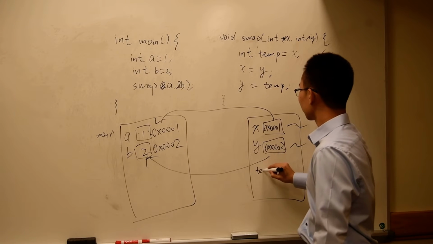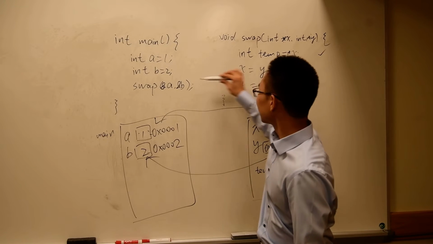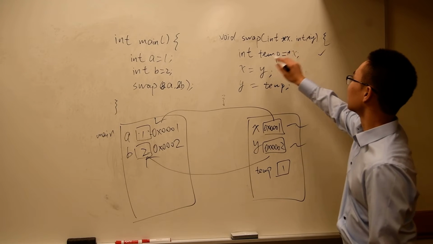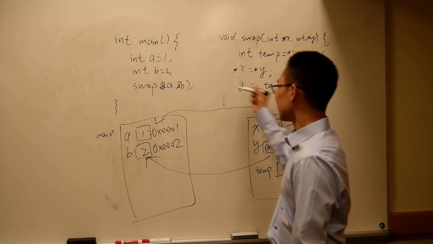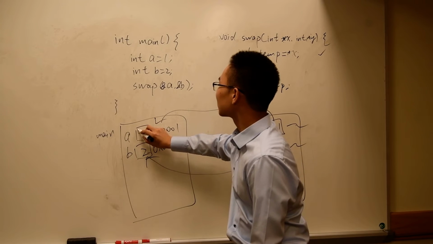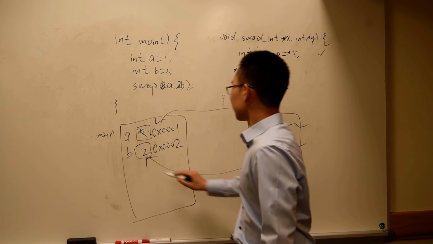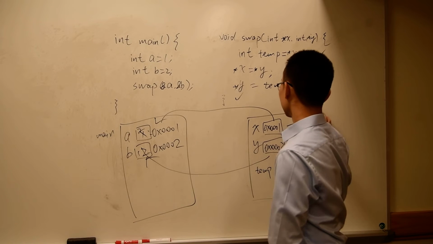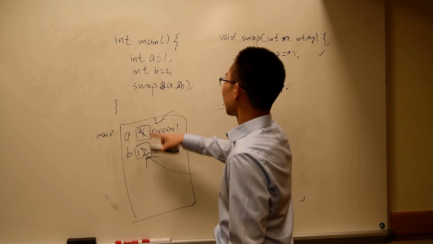Temp, we need to dereference x. When we dereference a pointer to int, we follow the pointer to the object it points to and get the value. So we need to do the same thing here. We need to dereference x and y. So we follow x to a, follow y to b. We assign dereferenced y to dereferenced x. And we assign the dereferenced x to temp, which is 1. Stack frame goes away. Function ends, a and b are swapped.